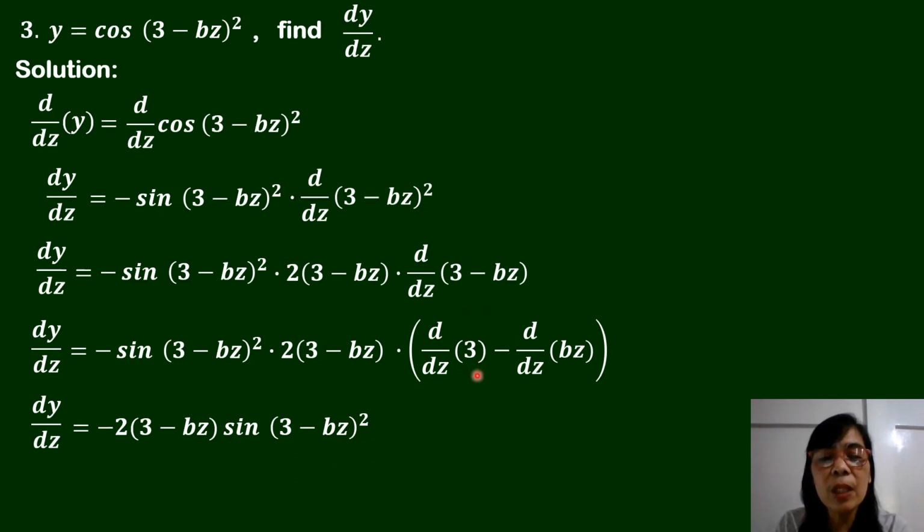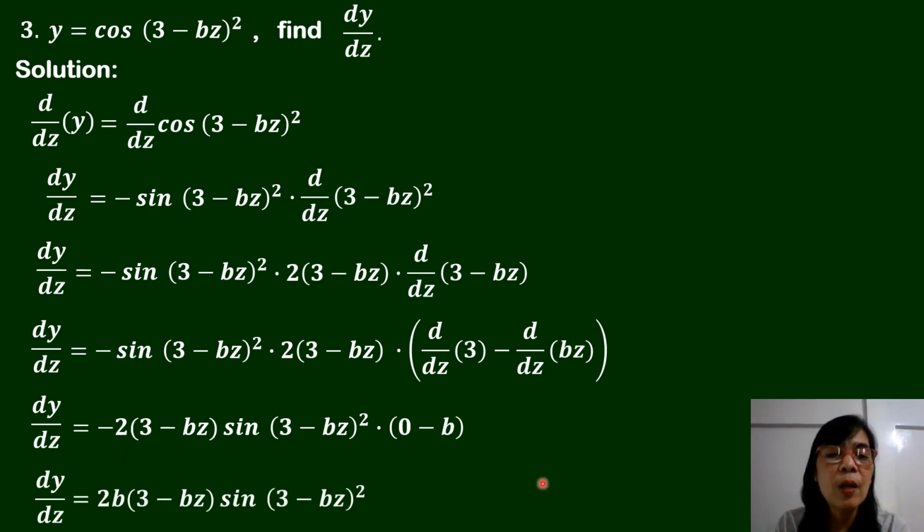Then we have the derivative of 3, which is a constant. 3 is a constant, so the derivative of 3 is 0. For the derivative of b times z, since b is a constant, we can just factor that out. That will be minus: the derivative of 3 is 0, minus the derivative of bz, which is b times the derivative of z with respect to z, equal to 1. So we are now done differentiating. Take note, this is a factor. 0 minus b is negative b. We can combine that with this constant factor negative 2, giving us now 2b times 3 minus bz times sine the quantity 3 minus bz raised to 2.